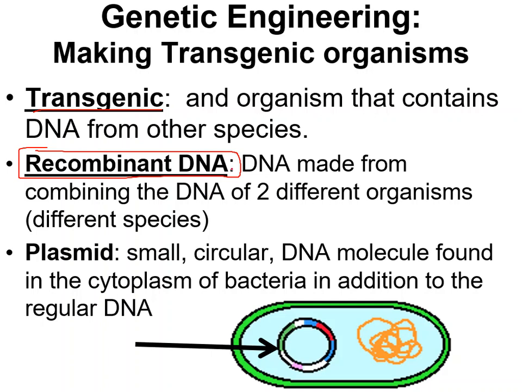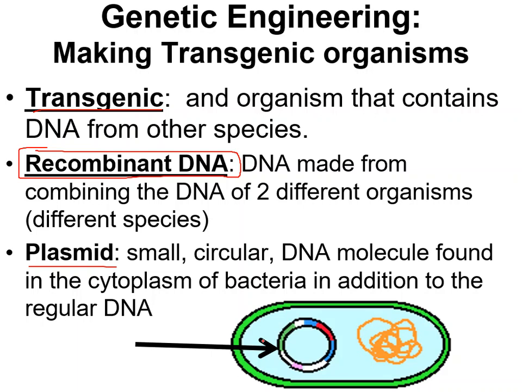So recombinant DNA is a piece of DNA that has the genes from a different species in it. And we usually do this with bacteria. And that means we have to talk about plasmids. So here's a bacterial cell. Remember that bacteria are prokaryotic. They don't have a nucleus, so their DNA floats around the cytoplasm. So that's what this orangey stuff is.